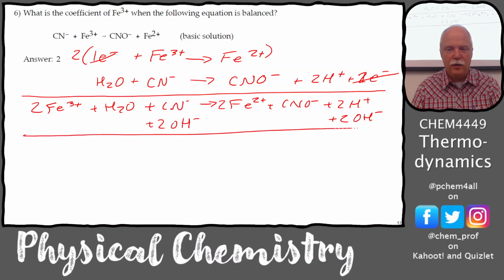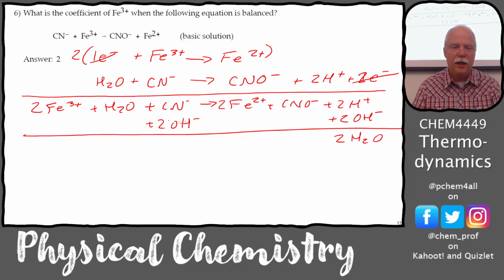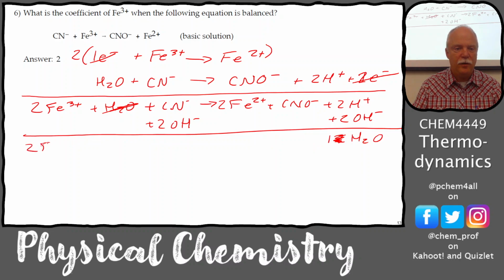Okay, so they come along here. And so these produce 2 waters, right? So acid-base neutralization, and then my hydroxides show up as reactants. But I've got water on both sides, and so I want to cancel those. So I want to cancel this 1 water with 1 of these waters. And then everything else works out. So 2 Fe3+, 2 OH-, plus CN- gives 2 Fe2+, CN.